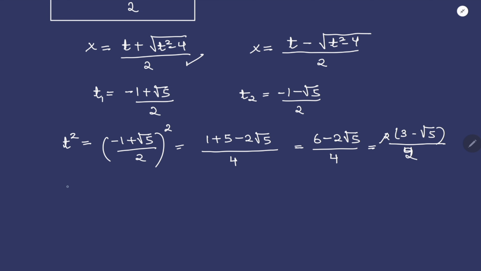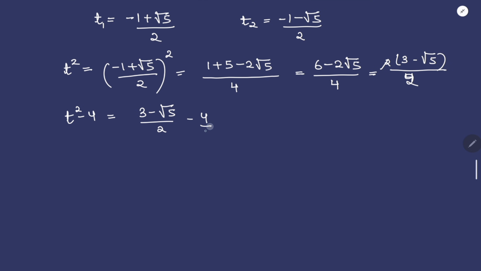So this is t square, but I need to have t square minus 4. So what is t square minus 4? It is (3 - √5)/2 minus 4, right? So if I multiply with 2 and 2, I will get (3 - √5 - 8)/2, right? This is (-5 - √5)/2. This is t square minus 4.